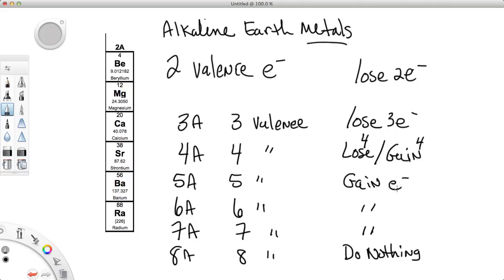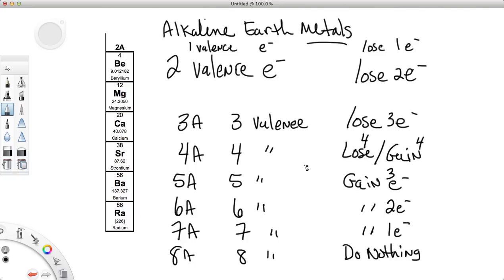Group 5A, they're going to gain electrons. They want to have 8. So they have 5, they're going to gain 3 electrons. Group 6 is going to gain 2 electrons. Group 7 is going to gain 1 electron. And back there at group 1, just to reiterate, we covered that on the previous slide. Remember, the alkali metals have 1 valence electron, and they also lose 1 electron.